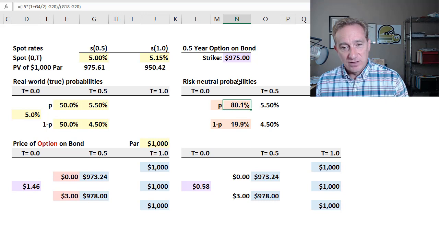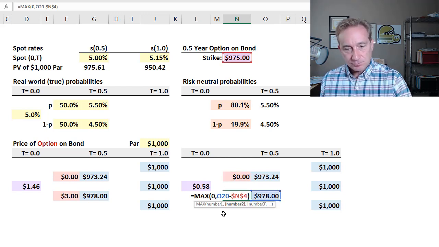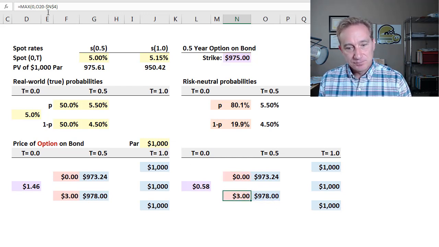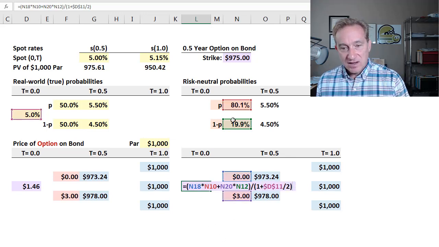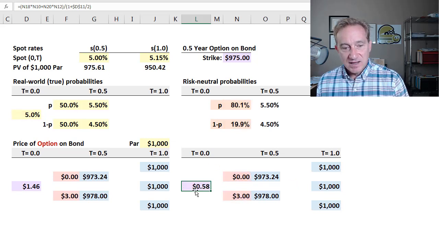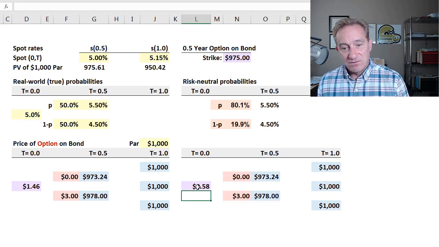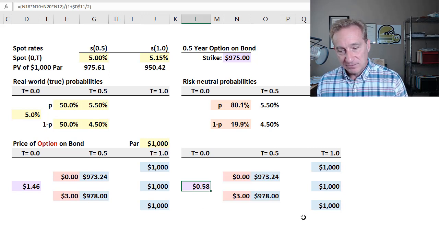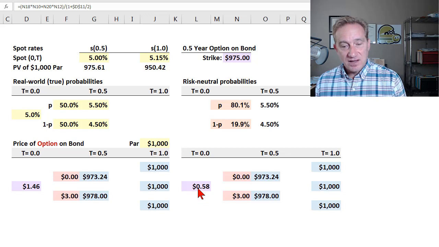So the point of this is we can come back and actually use the risk neutral probabilities. Notice my payoffs here are the same, 0 and 3. And now, if I discount with the risk neutral probabilities, by definition, I get a lower price. I'd expect a lower price of 58 cents on the option, which should be pretty close to the market price. What is so cool about that is the 58 cents.